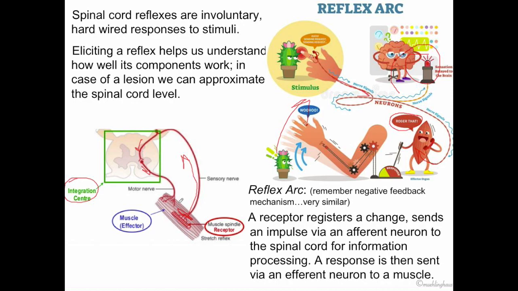So a receptor registers a change, it sends an impulse via an afferent neuron to the spinal cord for processing, and then a response is sent via an efferent neuron to the muscle that needs to do the action.